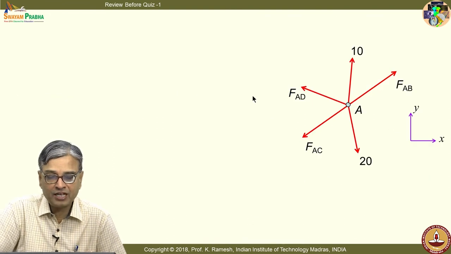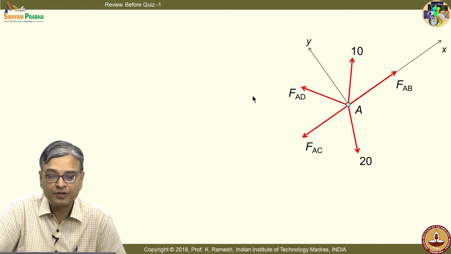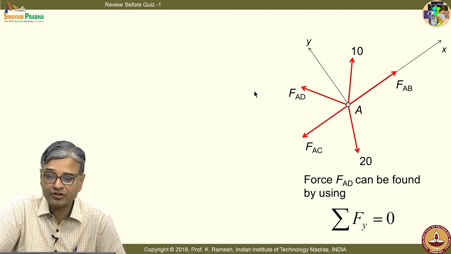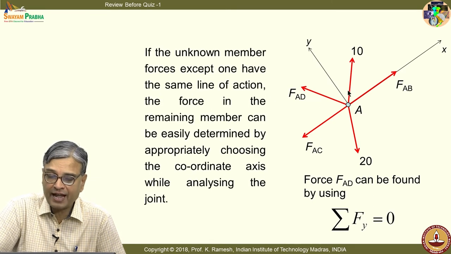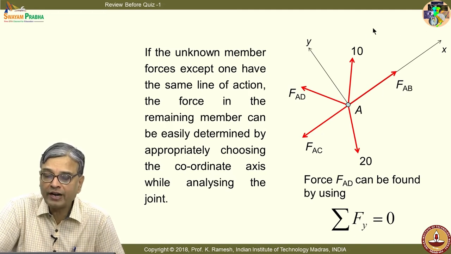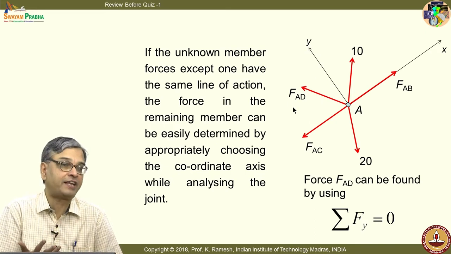And you know, in the case of method of sections, we had taken a section with four unknowns, but we could still solve it. I can also do the same trick if I have method of joints. Suppose I have unknowns FAC, FAD and FAB. In this case, FAC and FAB are along the same line of action. You choose a coordinate system along this line of action. Even though I have three unknowns at the joint, I can find out the third unknown if my interest is only on FAD.